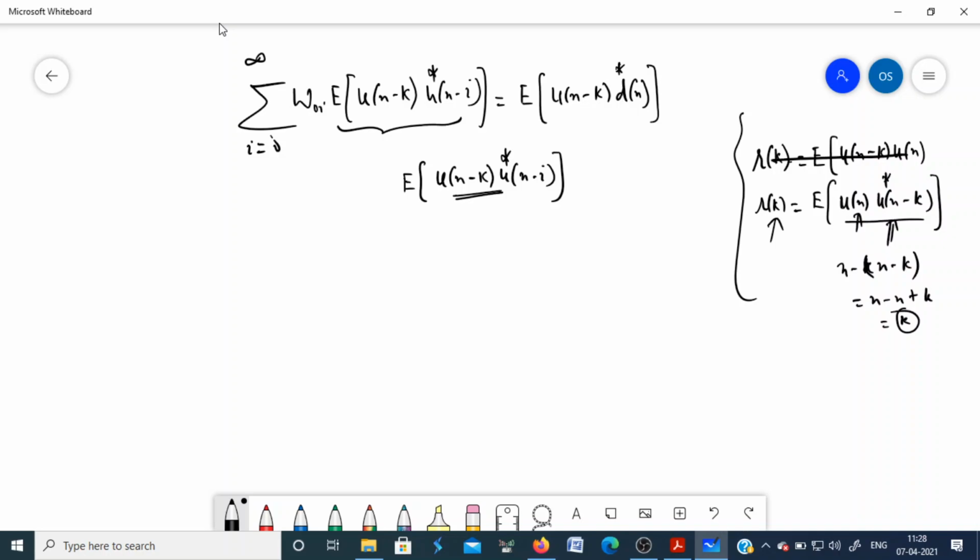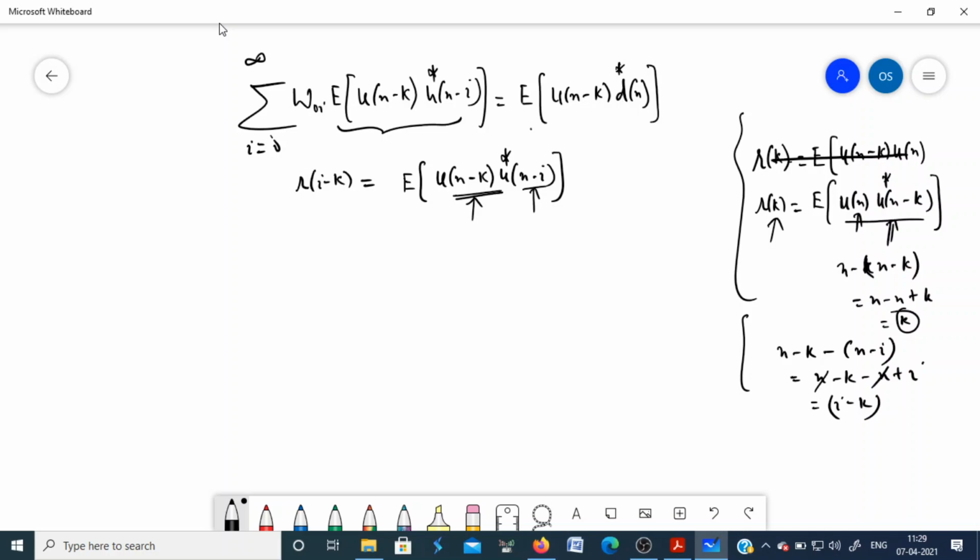So in this case, since both are u, the only difference is that in one case you have n minus k, and in the other case you have n minus i. So this is the autocorrelation, but the lag will not be k. At what lag will it be? That will be (n minus k) minus (n minus i), so it will be n minus k minus n plus i, which equals i minus k. So this is the autocorrelation of this input sequence u[n] at a lag of i minus k.